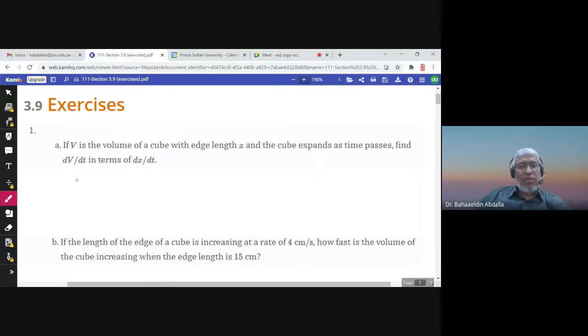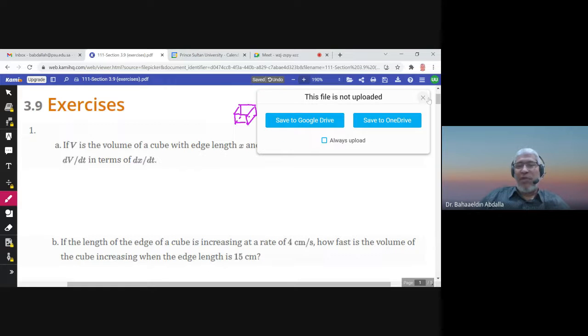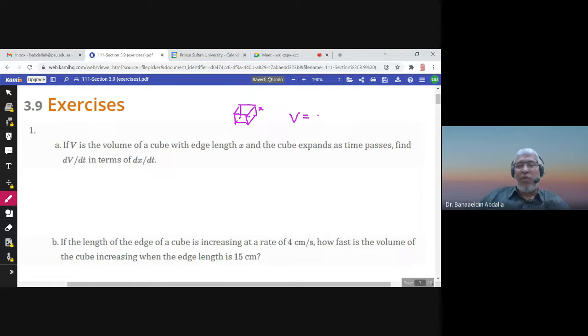These are some exercises about section 3.9 related rates. If V is the volume of a cube, what is the volume of the cube? Well, we have a cube like this. If the length of one side is x, and of course all the sides have the same length, then the volume of the cube is x times x, the area of the base, times x, the height, so it's x cubed.